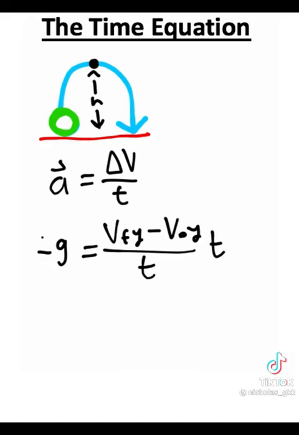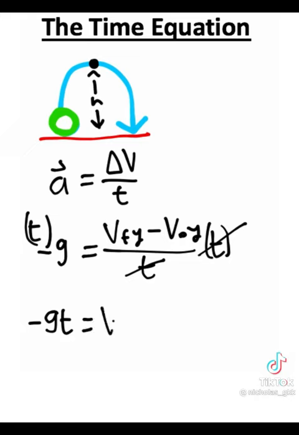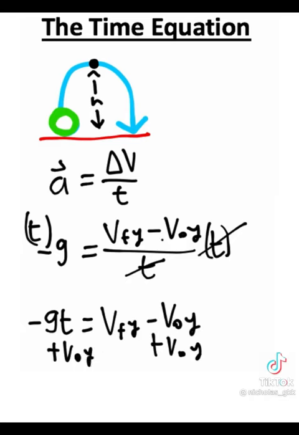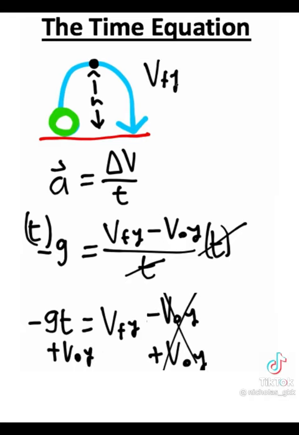Multiply your time on both sides of the equation. This will get the times to cancel, leaving you with negative g times t equals v final y minus v initial y. You can add the v naught y on both sides of this expression. What this will give you is v final y equals v initial y minus gravity times time.